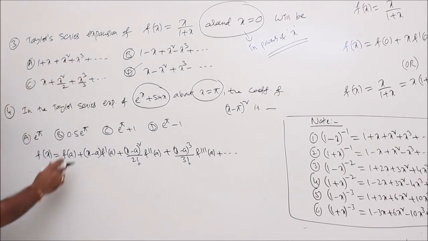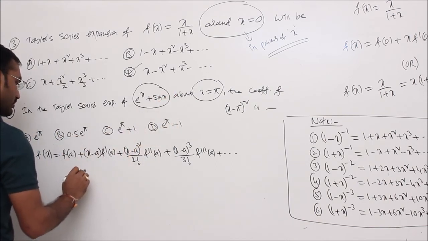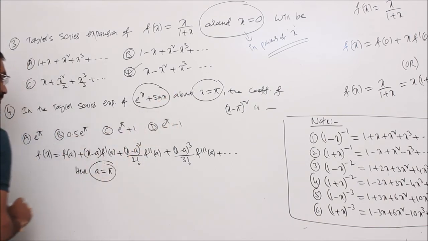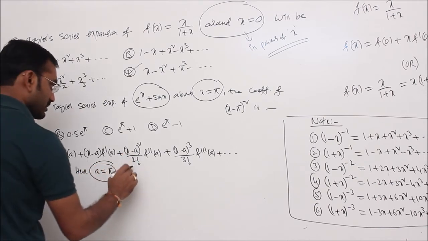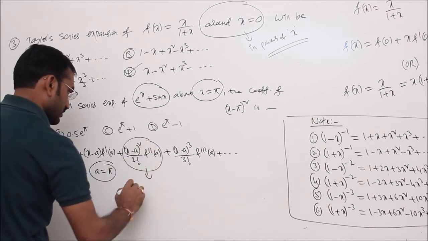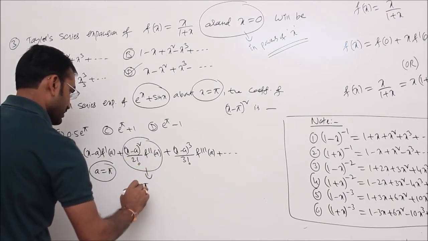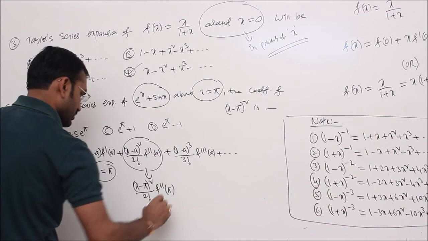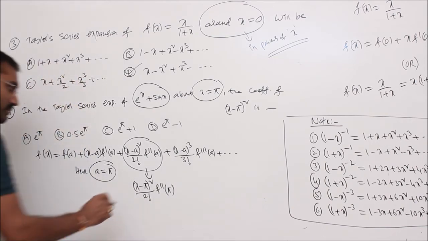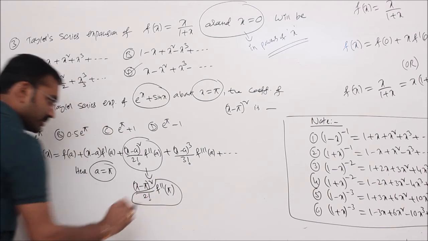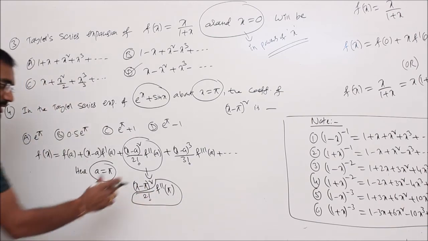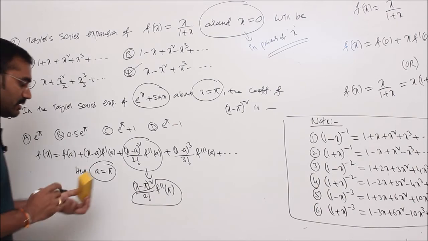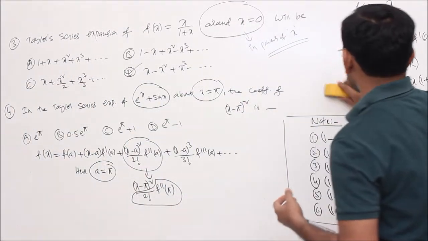So here the point A is pi. Here we require about x is equal to pi. We require coefficient of x minus pi whole square. Where we get x minus pi here? Here we replace a with pi. We get x minus pi whole square by 2 factorial f double dash of pi. This is the coefficient of x minus pi whole square, that is 1 by 2 factorial into f double dash of pi. So now finding that value will give the final answer.